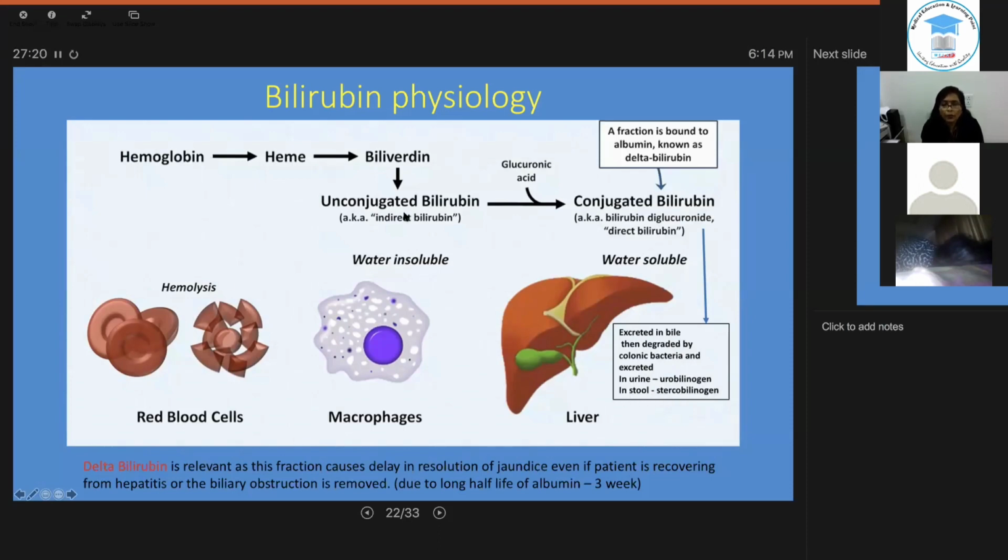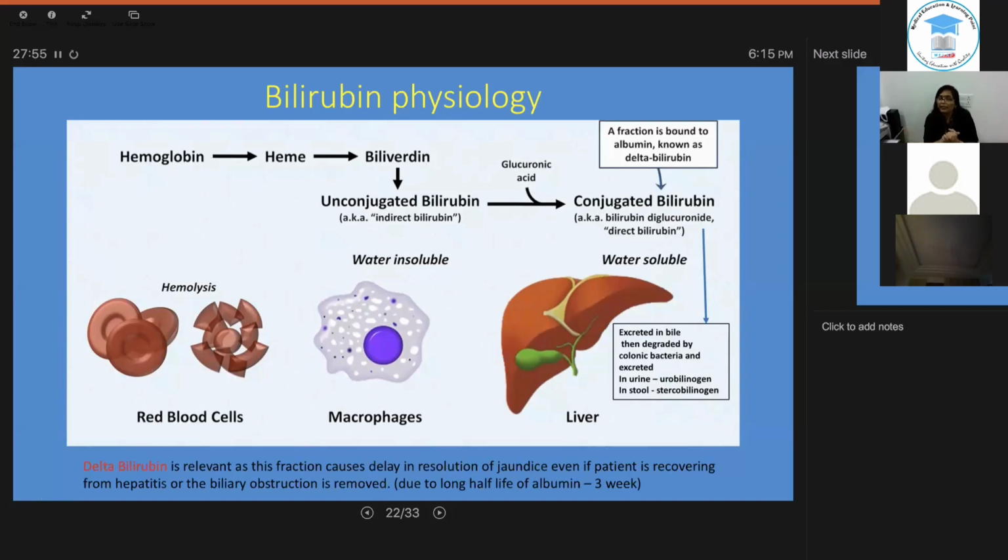An important point here to mention is a fraction of this conjugated bilirubin gets attached to albumin, which is known as delta bilirubin. What is the clinical significance of this delta bilirubin? This is a fraction which is responsible for delay in resolution of jaundice. Sometimes a patient comes to us with viral hepatitis or say obstructive jaundice. We have removed the obstruction, but the bilirubin comes down very slowly, after 2-3 weeks.